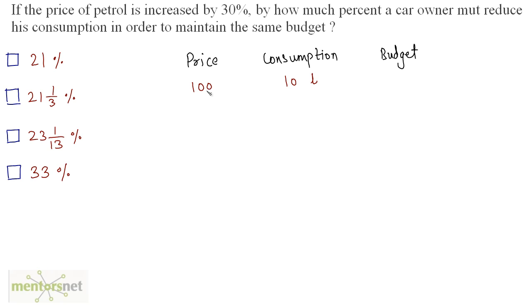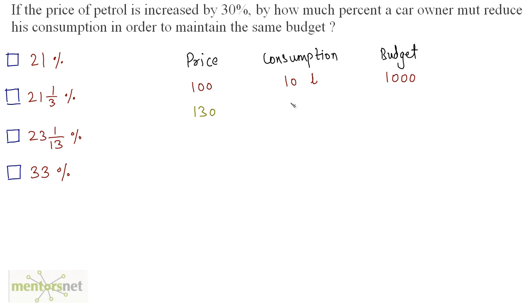So the budget will be the price of 1 liter of petrol times the total consumption, which is 100 times 10 is 1000 rupees, for example. Now this price of petrol is increased by 30%. So we have the new price as 130. By how much percent must a car owner reduce his consumption in order to maintain the same budget?